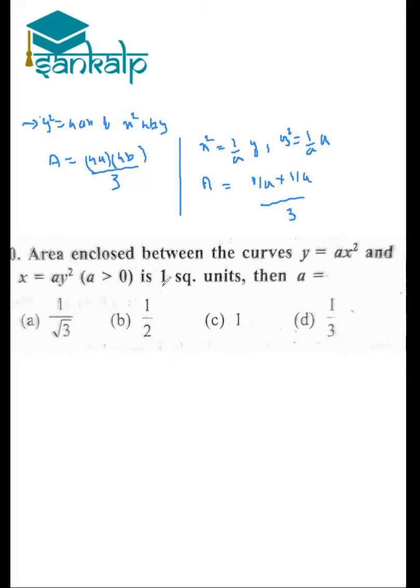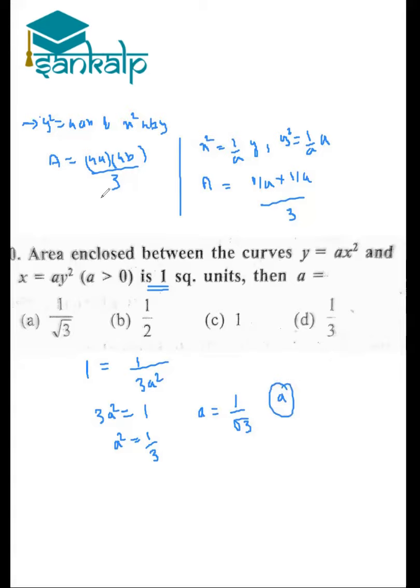But in the question itself, they have mentioned the area is equal to 1. So 1 by a into 1 by a divided by 3 is 1 by 3a². On simplifying, 3a² = 1, or a² = 1 by 3. So a is equal to 1 upon root 3. So option A is the right option.